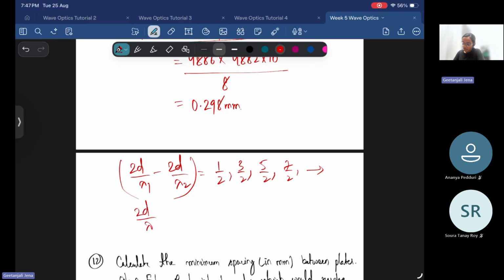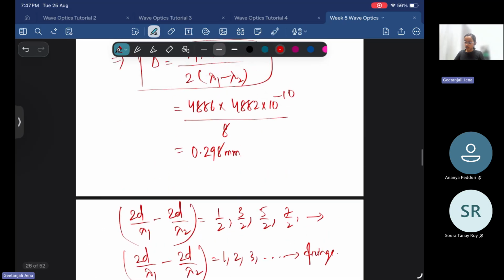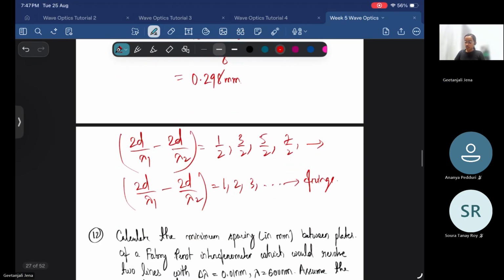But instead, if you have 2d by lambda 1 minus 2d by lambda 2 equal to 1, 2, 3, then in this case the maxima of one overlap with the maxima of the other. So in this case, we will see the fringes on the screen. Okay, so I hope the solution is clear.